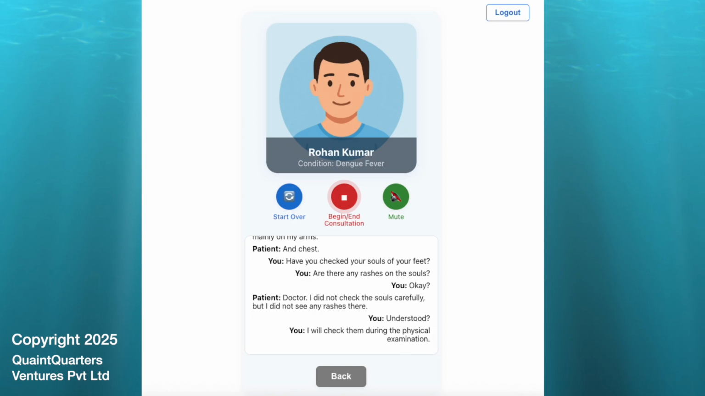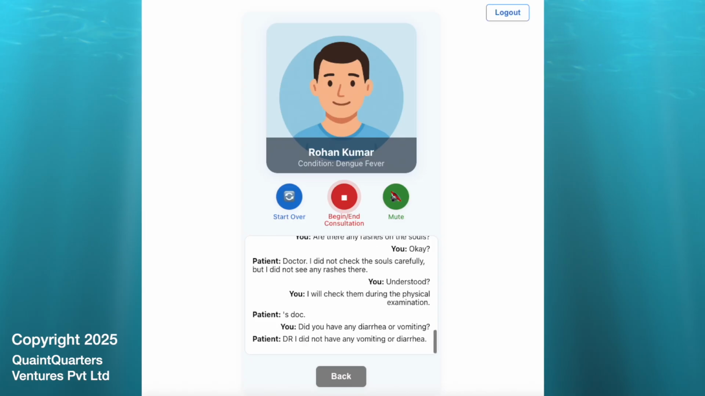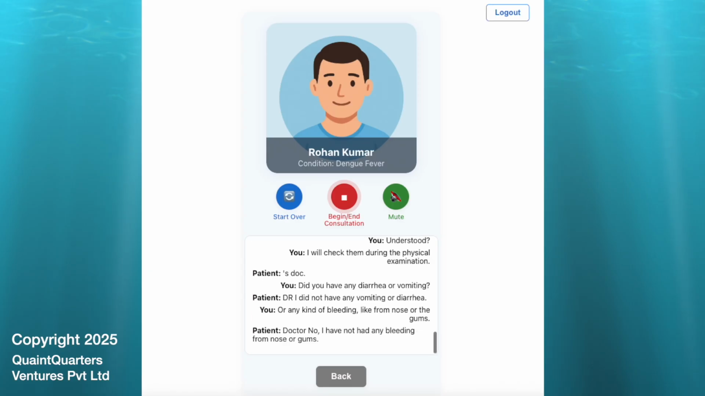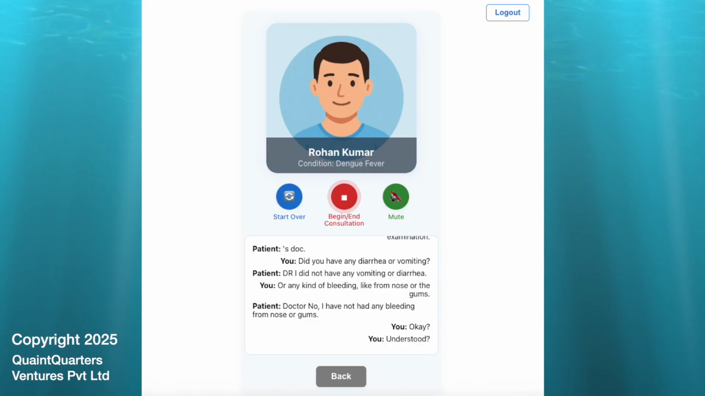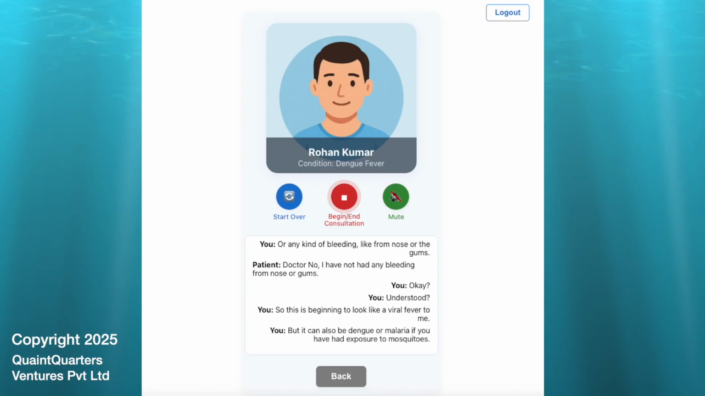Did you have any diarrhea or vomiting? Doctor, I did not have any vomiting or diarrhea. Or any kind of bleeding, like from the nose or the gums? Doctor, no, I have not had any bleeding from nose or gums. Okay, understood. So this is beginning to look like a viral fever to me, but it can also be dengue or malaria if you have had exposure to mosquitoes. So have you had any exposure to mosquitoes?